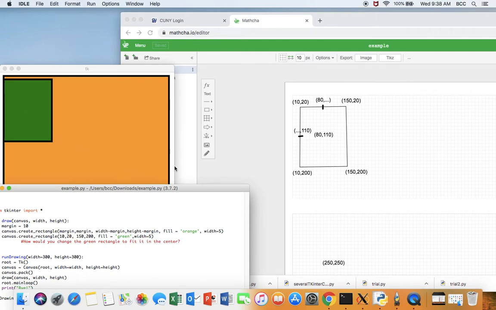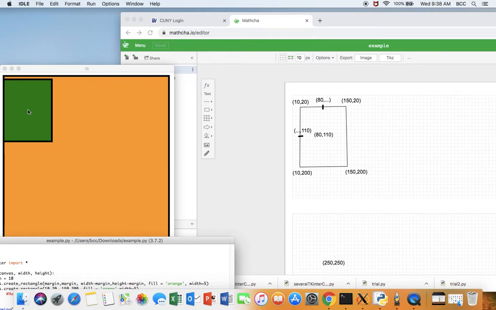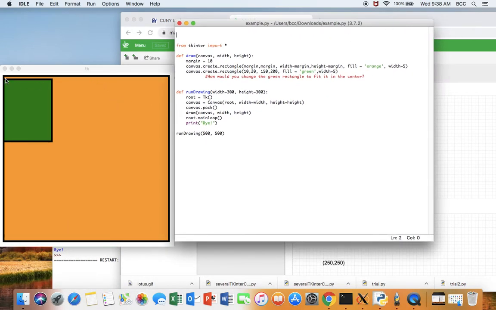All right. Now the question says, make the green rectangle fit in the center. So I want to push this green rectangle to the center here. How do I figure out the center? Well, I know how big my window is, right? How big is my window right now? 500, 500. So right from there until here. So the center is going to be 250, 250. Okay, so this point is going to be 250, 250.